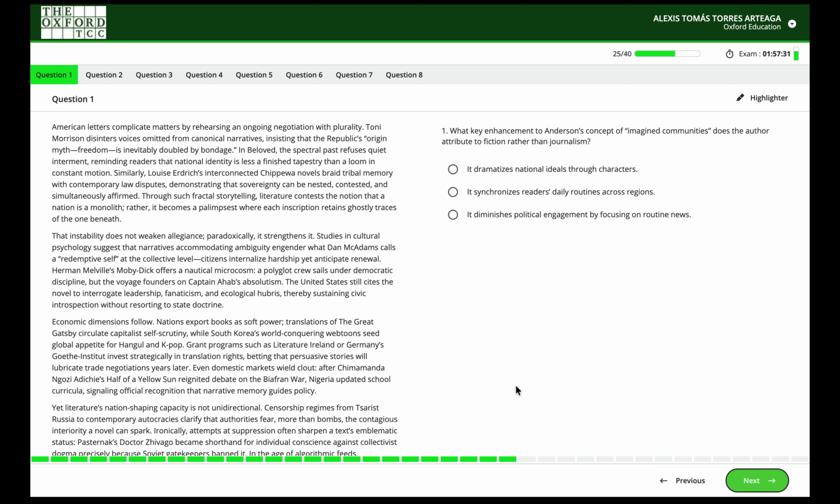American letters complicate matters by rehearsing an ongoing negotiation with plurality. Toni Morrison centers voices omitted from canonical narratives, insisting that the Republic's origin myth, freedom, is inevitably doubted by bondage. In Beloved, the spectral past refuses to stay buried, reminding readers that national identity is less a finished tapestry than a loom in constant motion.